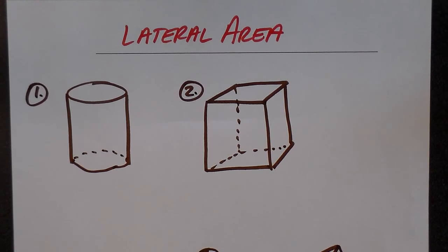All right, so we're going to actually look at what lateral area is. Now we've talked about the total surface area. The total surface area includes all of the bases, both bases, however many bases you have, one or two, plus the lateral surfaces.